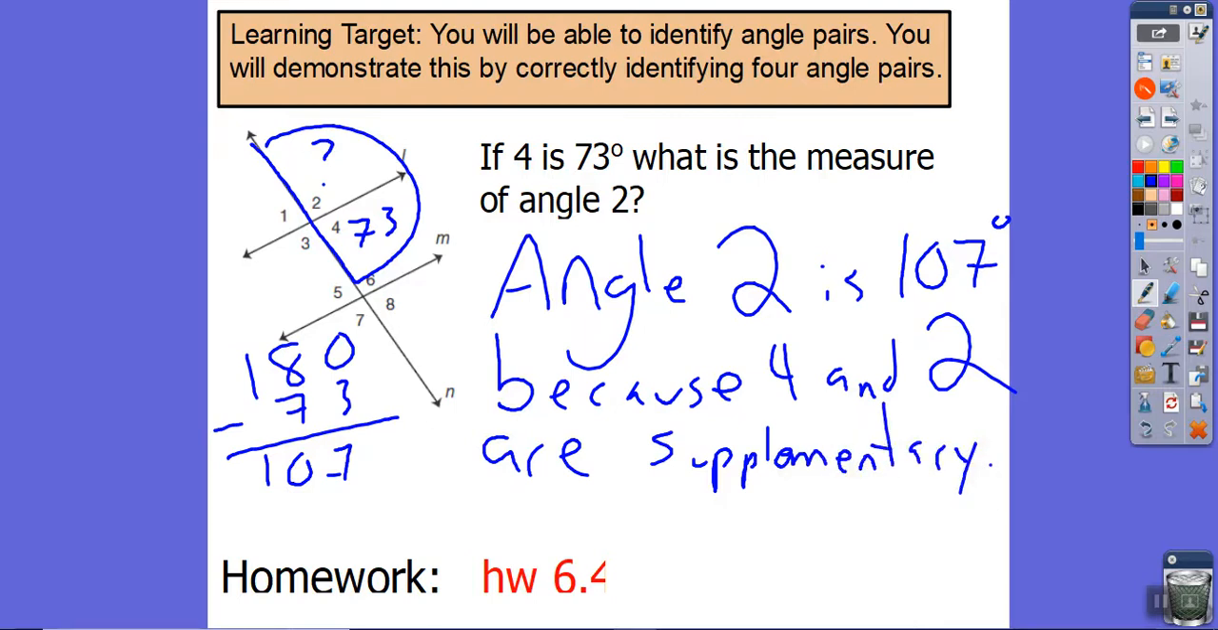Okay, three parts. What's the answer? What angles are you doing? What's the vocab word? Complete answer: angle 2 is 107 degrees because 4 and 2 are supplementary.